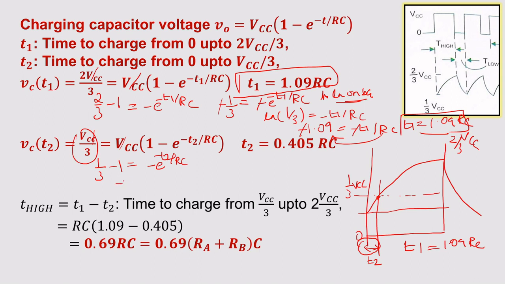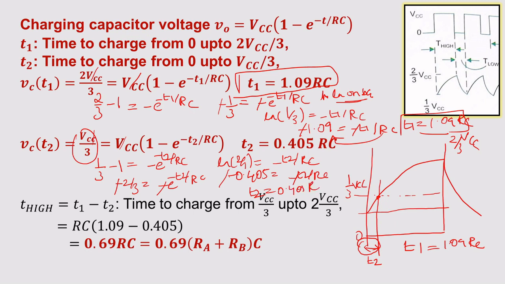So you will be getting minus 2 by 3 equals minus e power minus T2 by RC. Here T I am taking as T2. If you take a natural logarithm on both sides, this exponential will get cancelled, leaving T2 by RC. If you find this value, you will be getting minus 0.405 equals minus T2 by RC. This minus minus will get cancelled. So T2 equals 0.405 into RC. So this is the time period for T2.